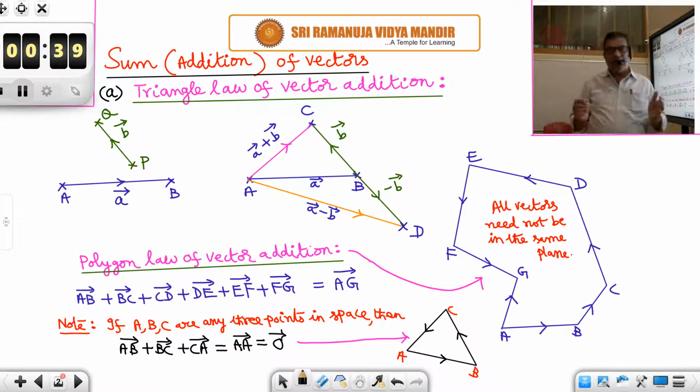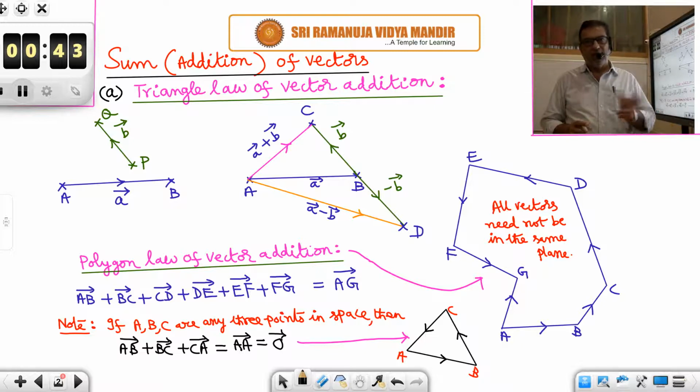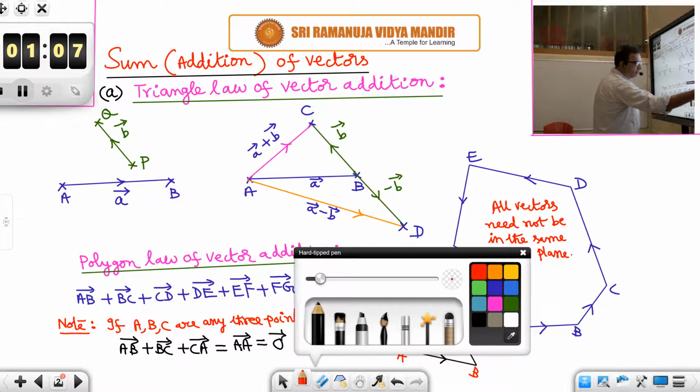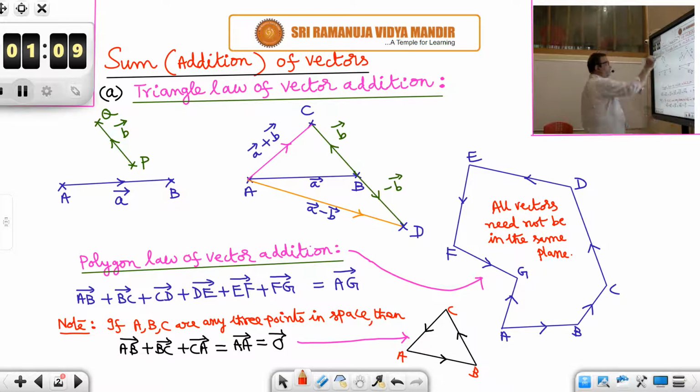See, addition of vectors is done by using either of the two theorems. Two methods are there, so you can use any method. One law is the triangle law of vector addition. The second one is the parallelogram law of vector addition. So the first one I will explain. Triangle law of vector addition.